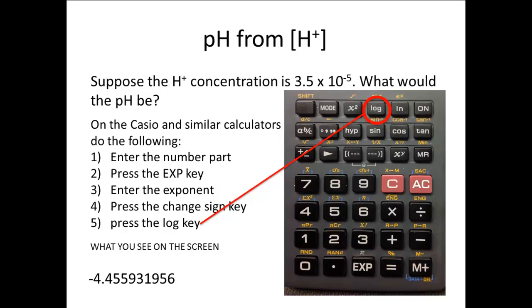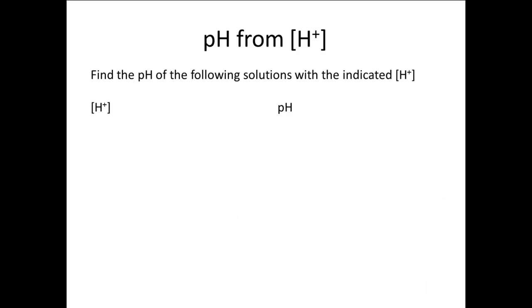Negative 4.455931956. You should note that on the Casio, this answer comes out as a negative number. You need to change that and round off to the second decimal place, which becomes 4.46. Now, let's use the calculator to determine the pH of each of the following solutions given the concentration of hydrogen ions.